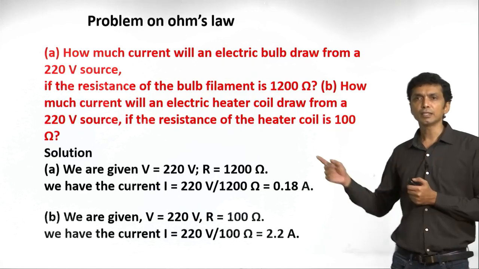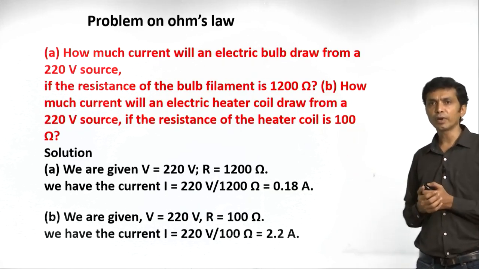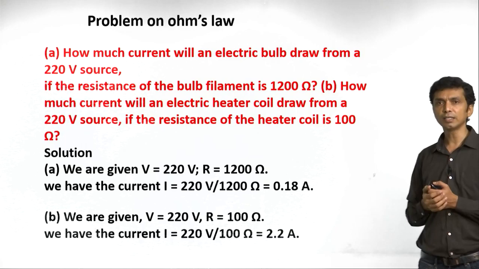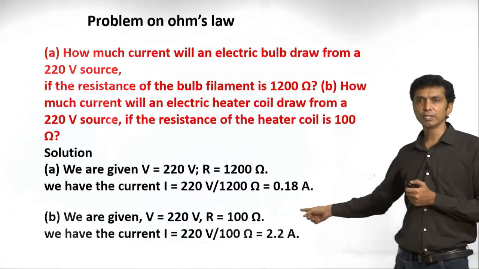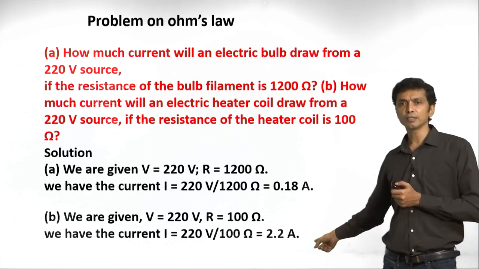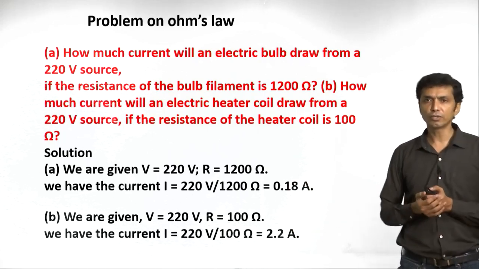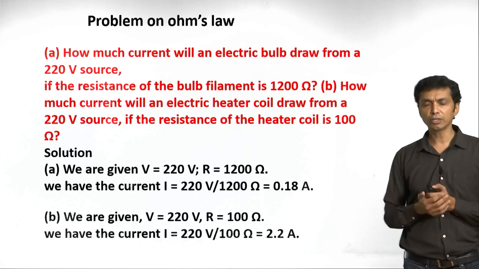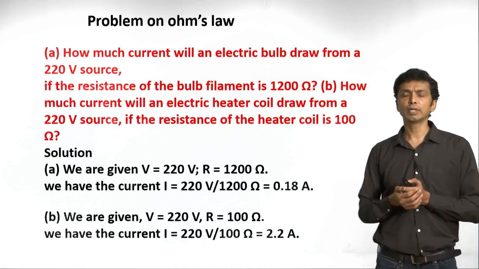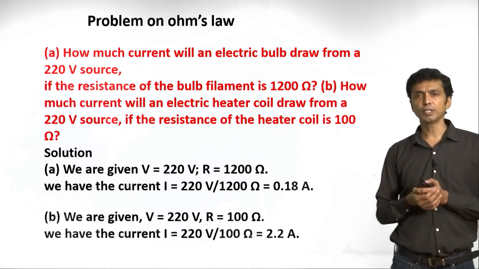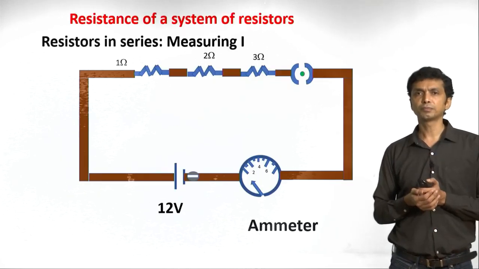In the second sub question we need to find the current in the electrical heater. We find it by V by R, which is equal to 2.2 ampere. So, we are using the formula V is equal to IR. Two things will be known, one unknown quantity we need to find.